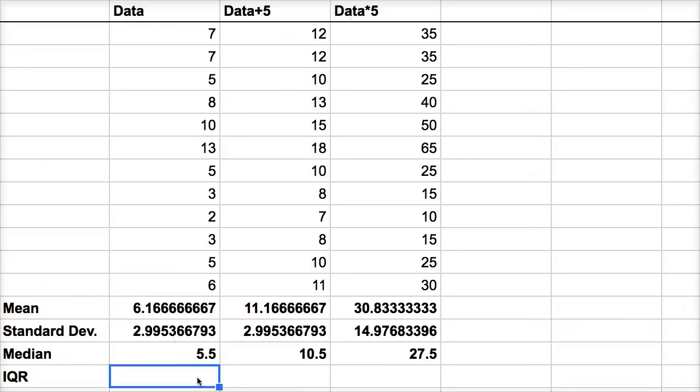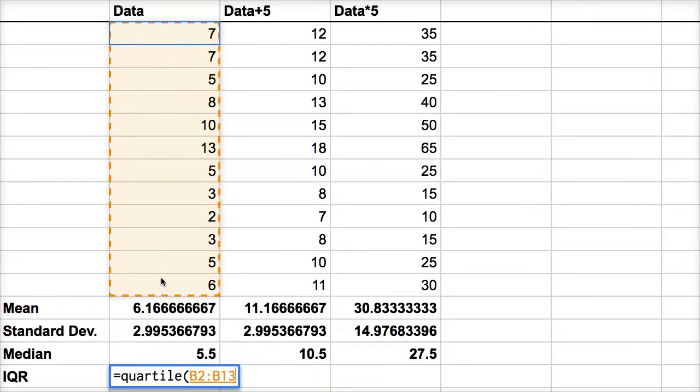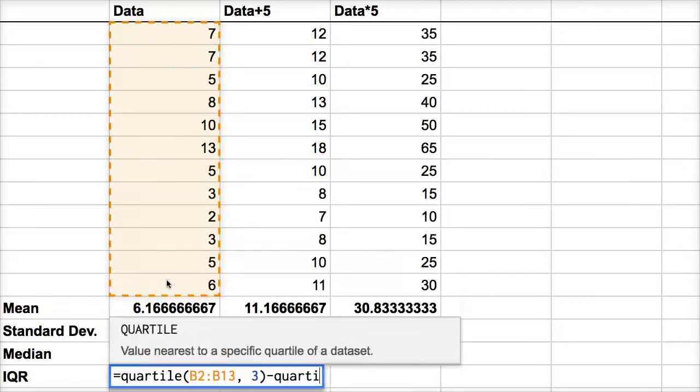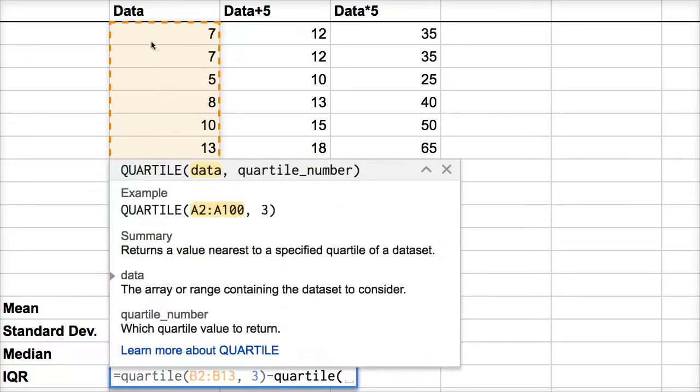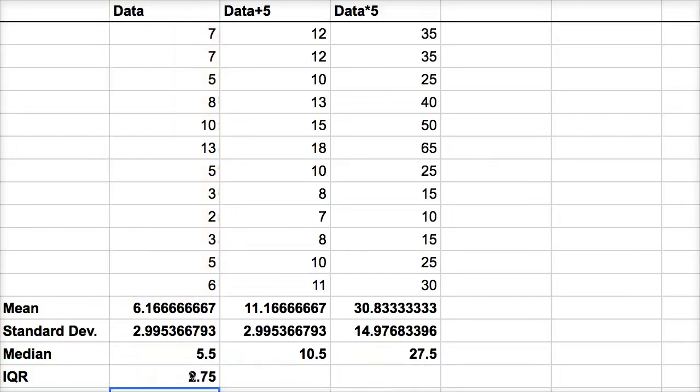What about interquartile range? Where essentially we're taking the third quartile and subtracting from that the first quartile to figure out the range of the middle 50%. And so let's do that. We can have the quartile function, equals quartile, and then we want to look at our data, and we want the third quartile. So that's going to calculate the third quartile minus quartile. Same data set. So now we want to select it again. So same data set, but this is now going to be the first quartile. So this is going to give us our interquartile range. This calculates the third quartile on that data set, and this calculates the first quartile on that data set. And we get 2.75.